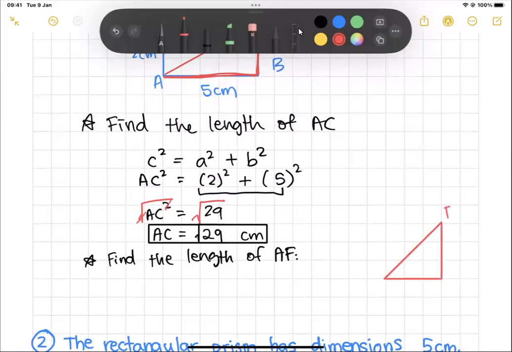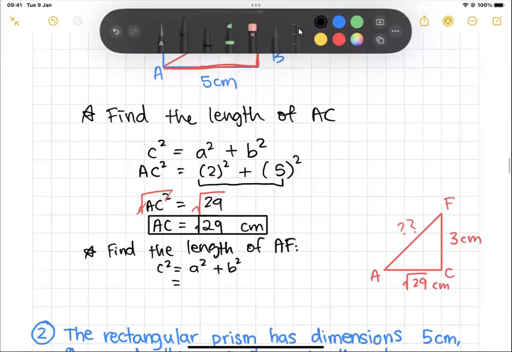So this is FCA. I know that this is the square root of 29. This is 3 centimeters. Let's use Pythagoras. Same thing, writing the formula: C squared equals A squared plus B squared, substituting my C, which is AF squared, equal to 3 squared plus square root of 29 squared.